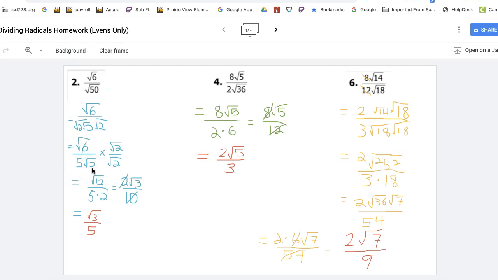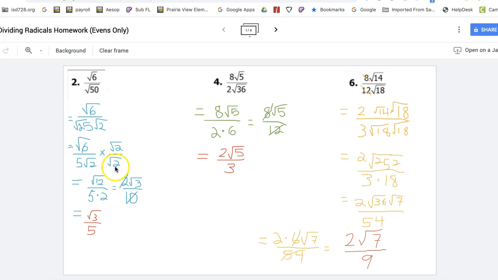Then, as mathematicians, we prefer not to have radicals in the denominator. So I multiplied by a form of 1. Square root of 2 over square root of 2 is a form of 1. So I haven't changed this value. I'm just making it easier to look at. It's like changing clothes. Same person underneath, different outfit on the outside.